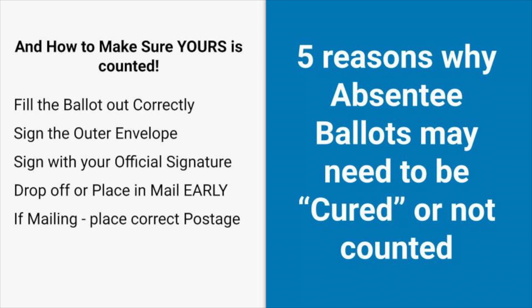Number 2, for an absentee ballot, there are 2 envelopes. The first is for the ballot itself, but the outer envelope is where you would sign with your official signature, the name under which you've registered.